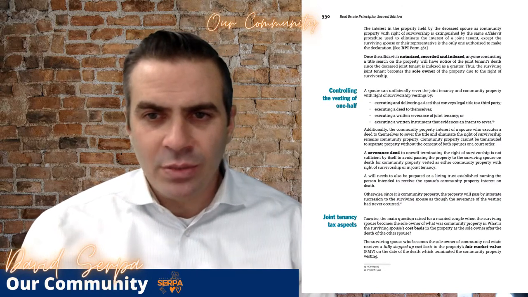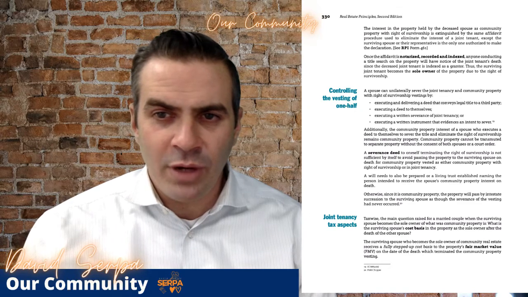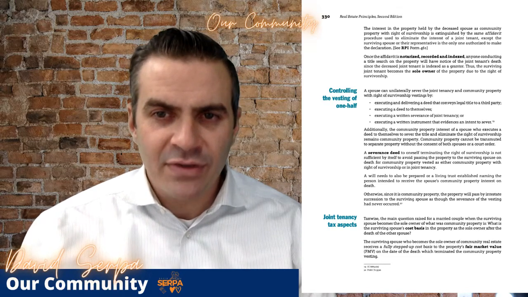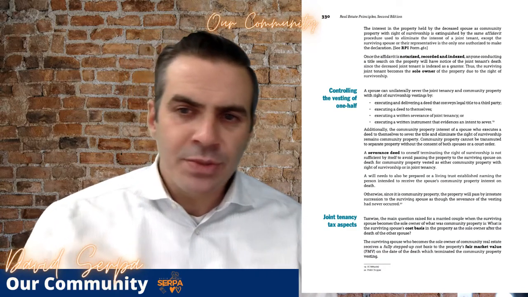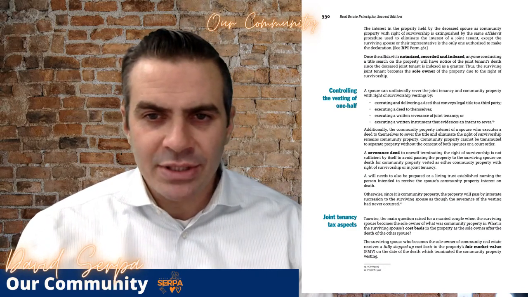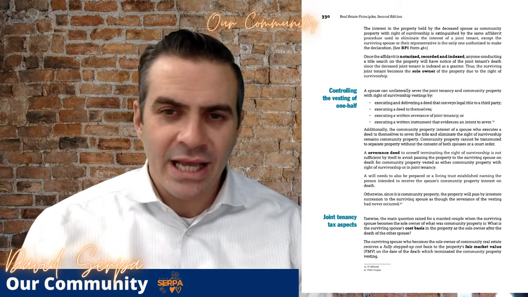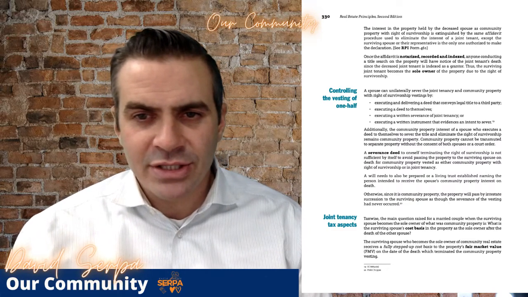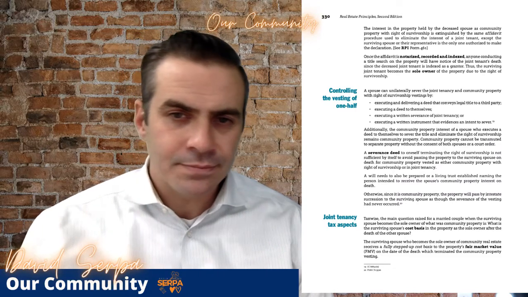A severance deed to oneself, terminating the right of survivorship, is not sufficient by itself to avoid passing the property to the surviving spouse on death for community property vested as either community property with the right of survivorship or in joint tenancy. A will needs to also be prepared or a living trust established naming the person intended to receive the spouse's community property interest on death. Otherwise, since it's community property, the property will pass by intestate succession to the surviving spouse as though the severance of the vesting had never occurred.